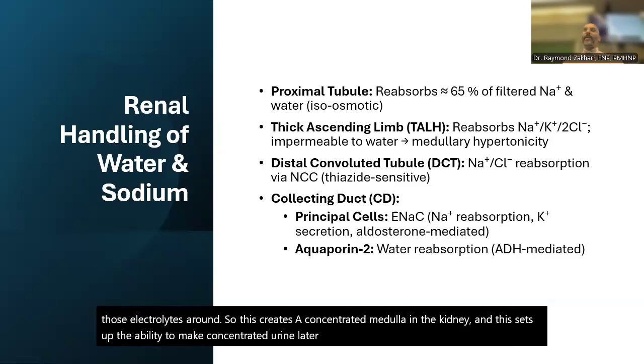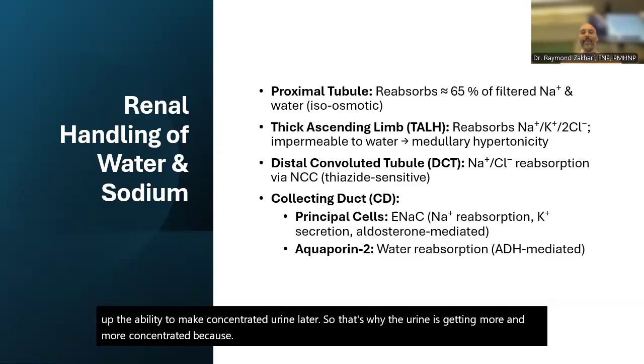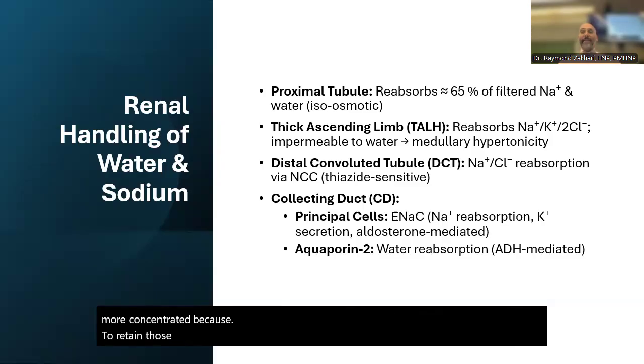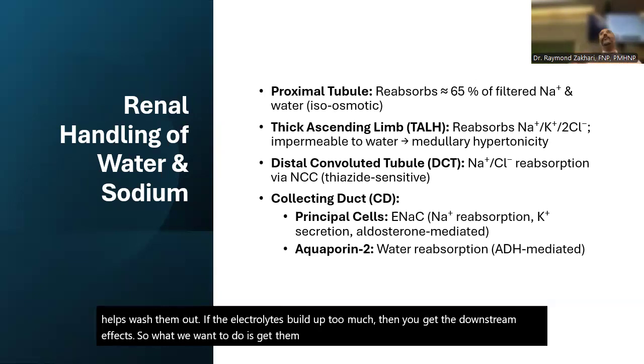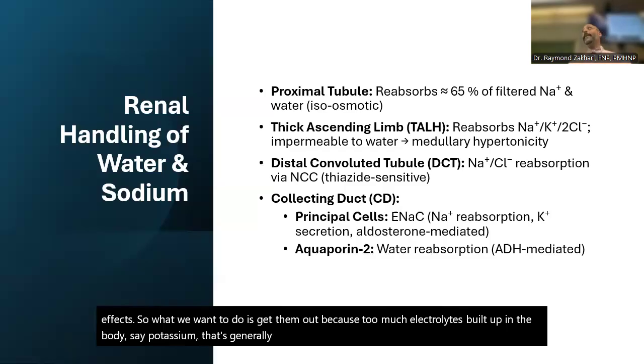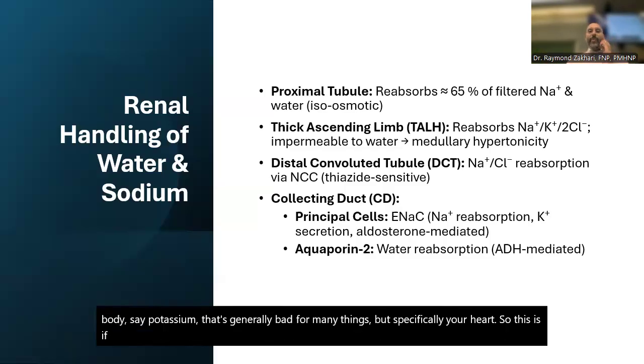So that's why the urine is getting more and more concentrated, because we're trying to retain those electrolytes. This is why loop diuretics like Lasix target this area, because it helps wash them out. If the electrolytes build up too much, then you get the downstream effects. So what we want to do is get them out, because too much electrolyte built up in the body, say potassium, is generally bad for many things, but specifically your heart. So if there's damage to that tubule, we're going to give something to force the excretion.